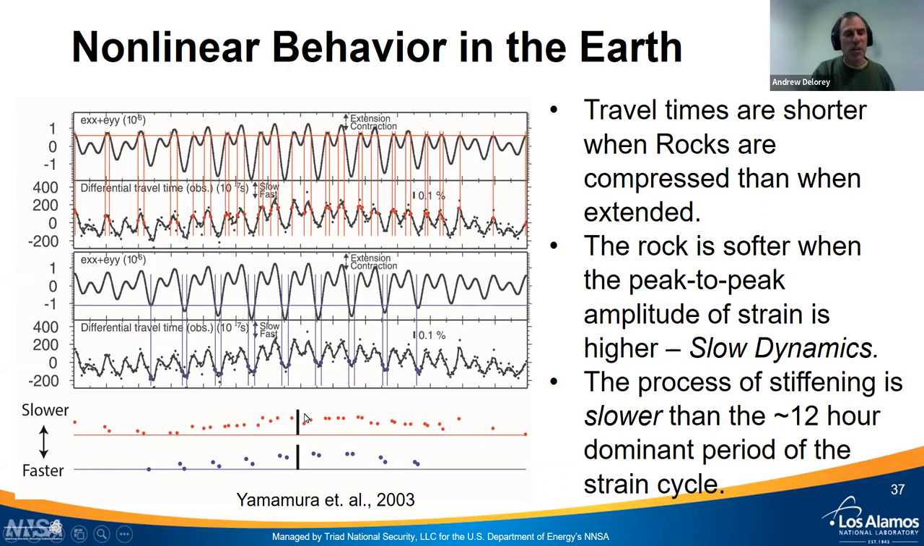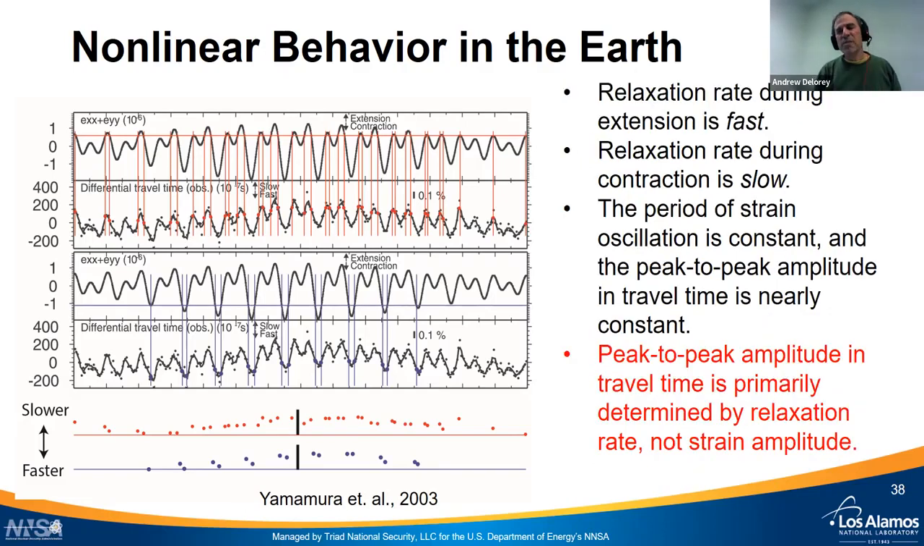So the travel times are always slower when the peak-to-peak amplitude is higher, both at the top of the cycle and at the bottom of the cycle. And that's why I think that the process of stiffening is slower than the 12-hour dominant cycle, because it gets slower instantaneously, but it takes some time for it to get faster as it's compressing. So this is more of a time-dependent process, more of a relaxation process than a rate-dependent process. The relaxation rate during extension is fast, but the relaxation rate during contraction is slow.